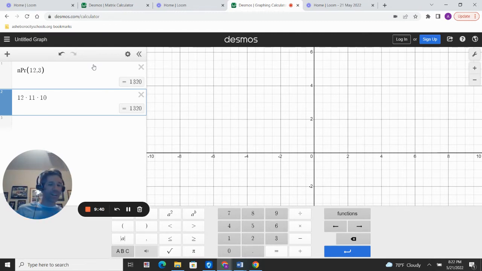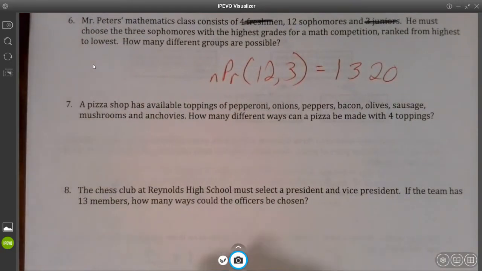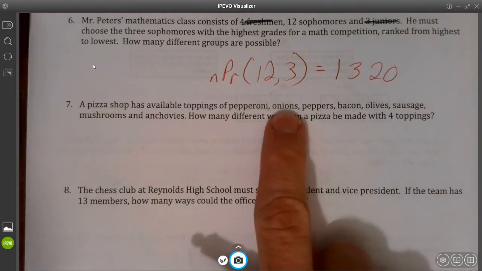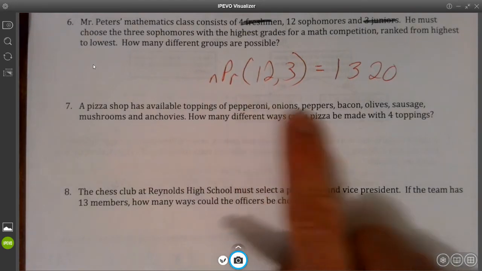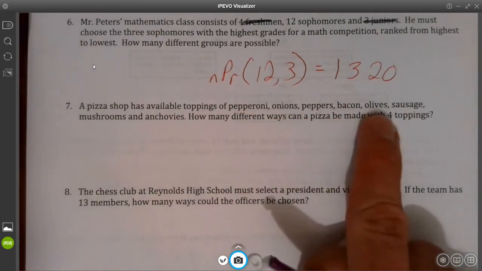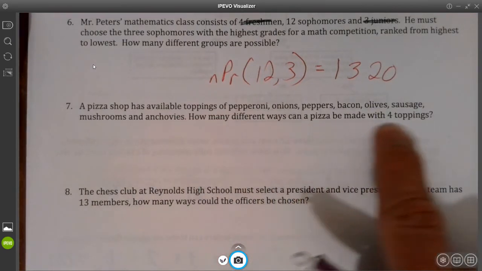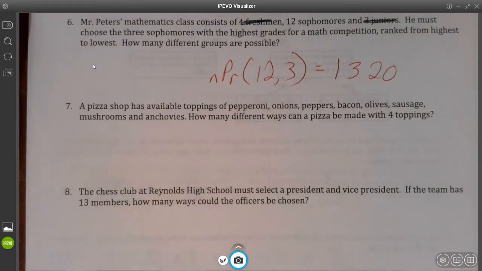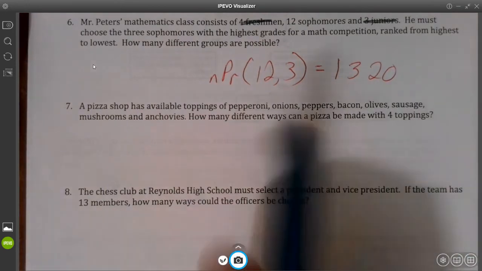All right. Number 7, a pizza shop. It has available toppings of pepperoni, olives, peppers, bacon, olives. Wait, I read olives twice, but it was really onions. Wow. I'm actually hungry. I haven't had supper yet. Pepperoni, onions, peppers, bacon, olives, sausage, mushrooms, anchovies. How many different ways can a pizza be made with 4 toppings? Let's find out. Oh, wait. 4 toppings out of how many? Let's count.